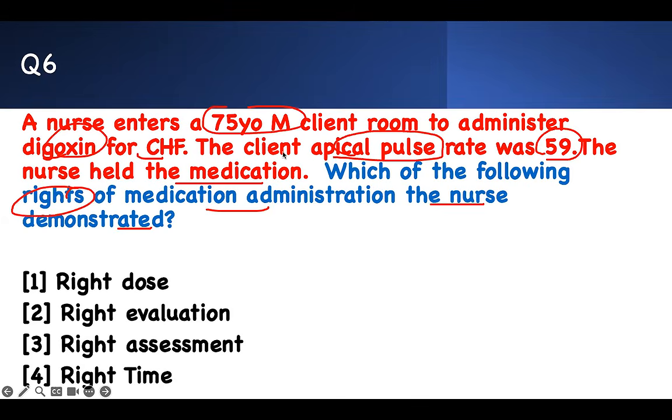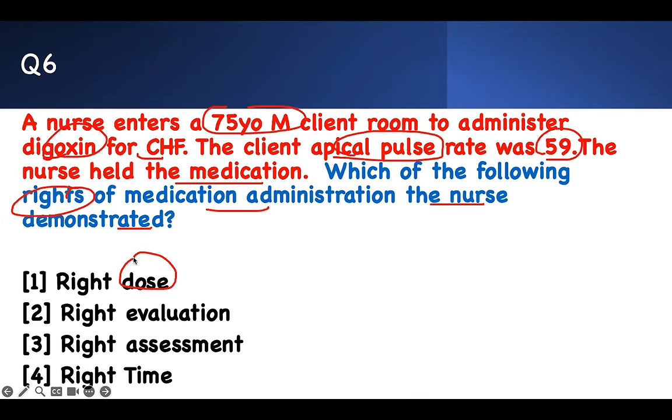I've underlined the keyword: patient has apical pulse. The nurse held the medication because she thinks it's not appropriate to give digoxin to a client whose apical pulse is less than 60 while taking digoxin. Therefore, what do you think? She made the right assessment.